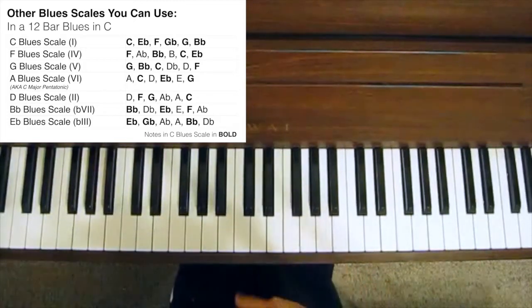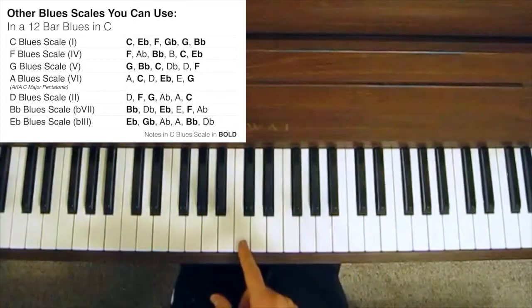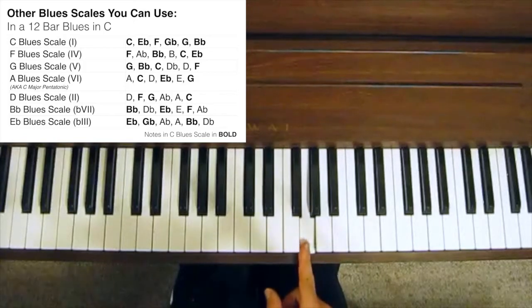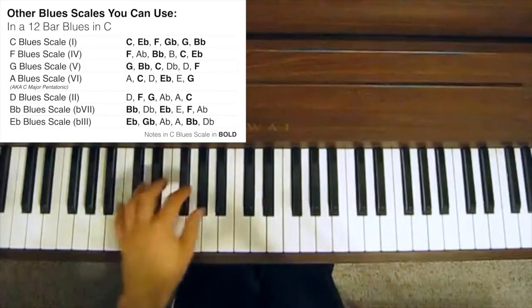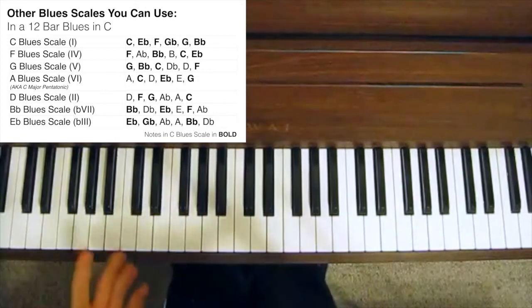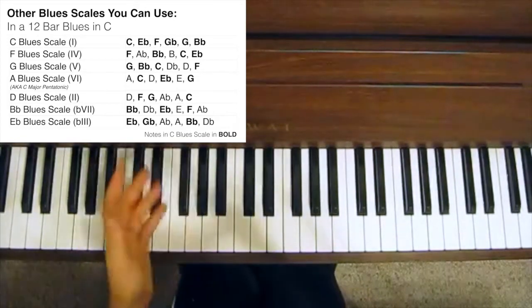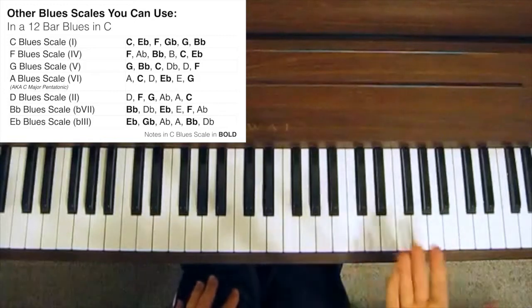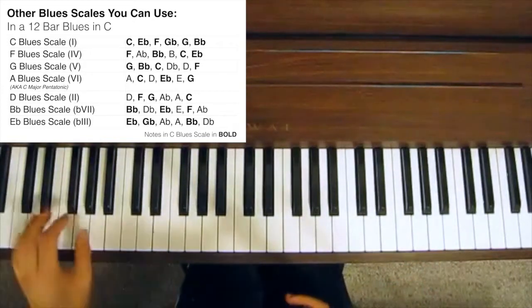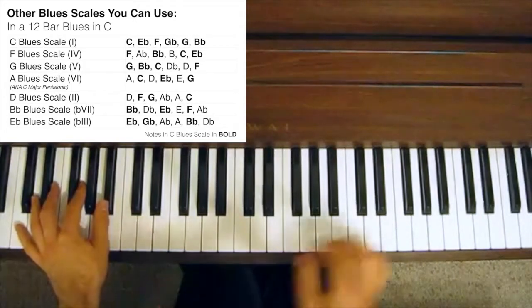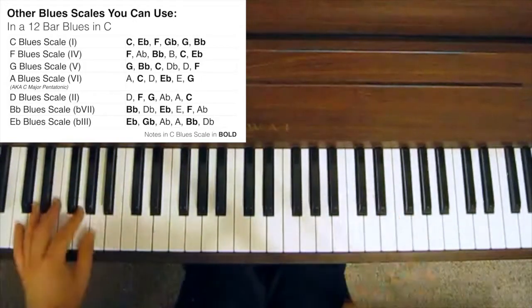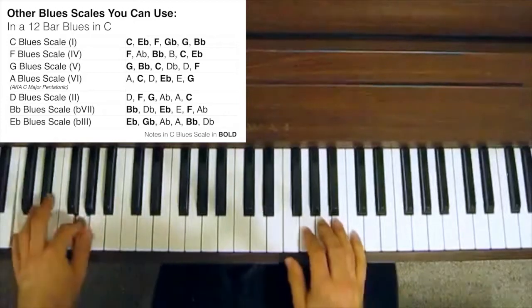Now you may have noticed that I was essentially just using the blues scale from the 1, the 4 and the 5. That almost by definition works because you're using the 1, the 4 and the 5 in the 12-bar blues chord progression in your left hand. But there are other blues scales you can use as well. So for example, over that same 12-bar blues chord progression in the key of C, you can use an A blues scale. And that sounds like this.